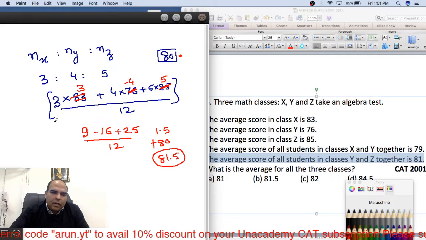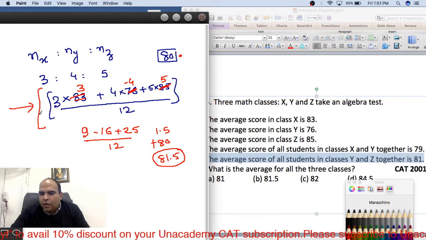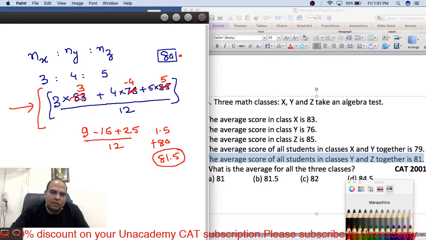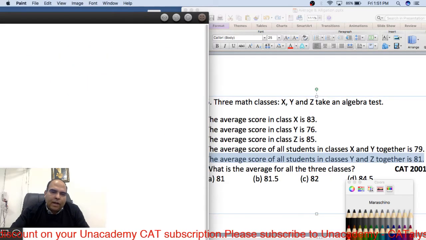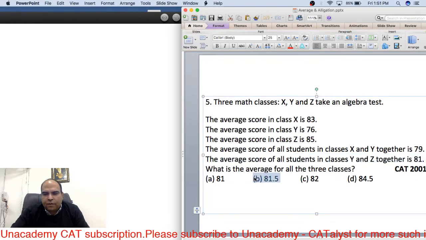So this is an idea of how you reduce calculations in a weighted average situation, and you can apply this to any weighted average case. So the answer here is B, which is 81.5.